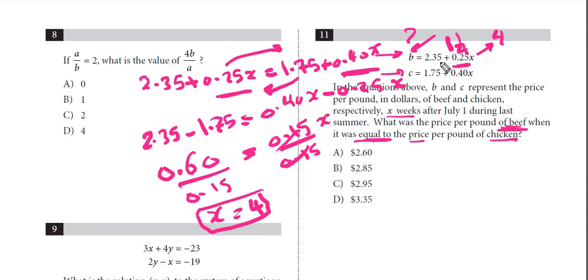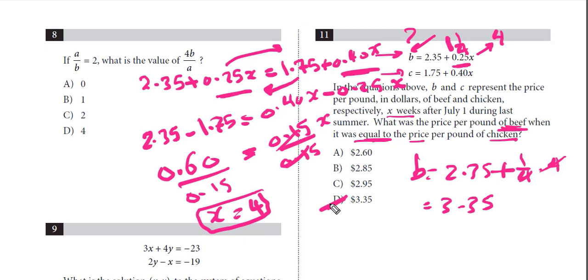Then 1 plus 2.35 will be 3.35. Then b is equal to 2.35 plus 1 over 4 times 4, cancelled, 1. Then 1 plus 2.35 will be 3.35, which is D.